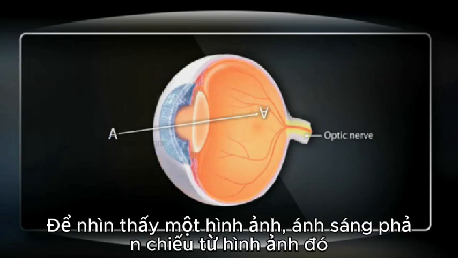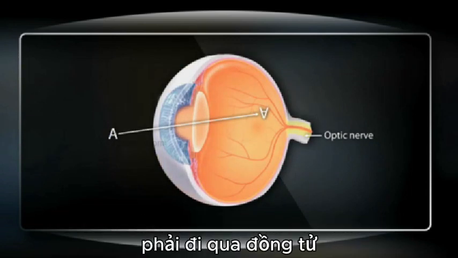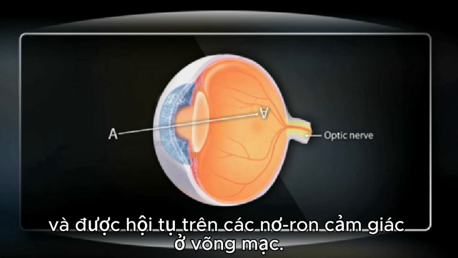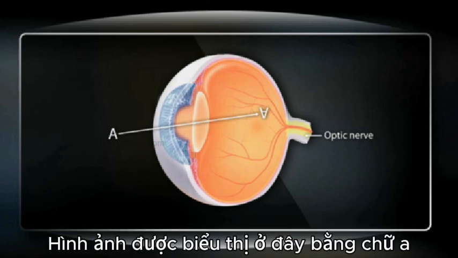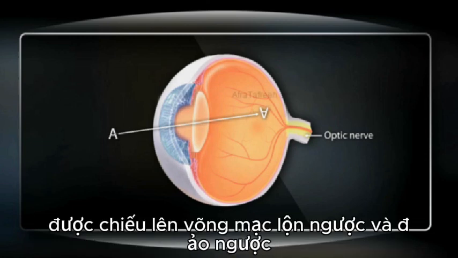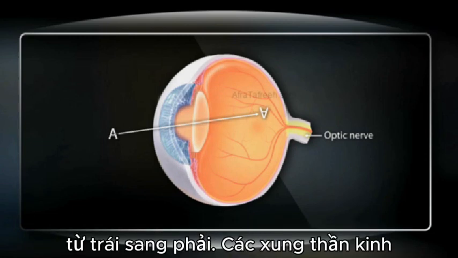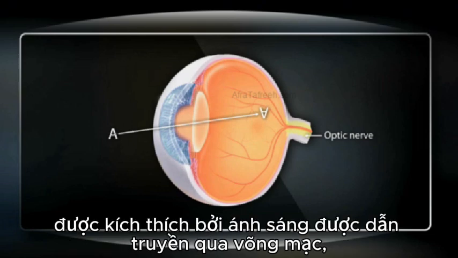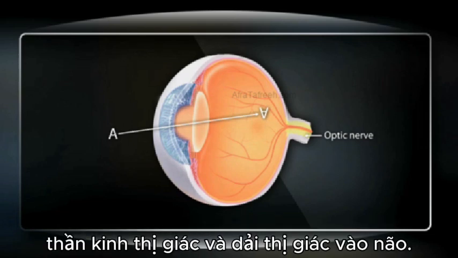To see an image, light reflected from the image must pass through the pupil and be focused on sensory neurons in the retina. The image, represented here by the letter A, is projected on the retina upside down and reversed, left to right. Nerve impulses, stimulated by light, are conducted through the retina, optic nerve, and optic tract into the brain.